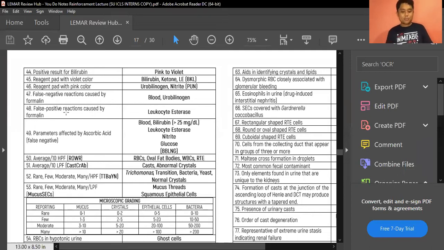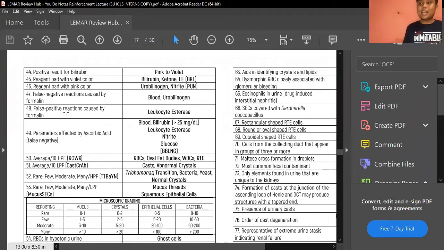False positive reactions by formalin: you have leukocyte esterase. If false negative, BU. And then if false positive for formalin, LE, leukocyte esterase. And again, of course, parameters affected by ascorbic acid, being a strong reducing substance, cause false negative reactions on these parameters. Which ones are they? Blood and bilirubin. Take note, ascorbic acid must be greater than 25 mg per dL to interfere.